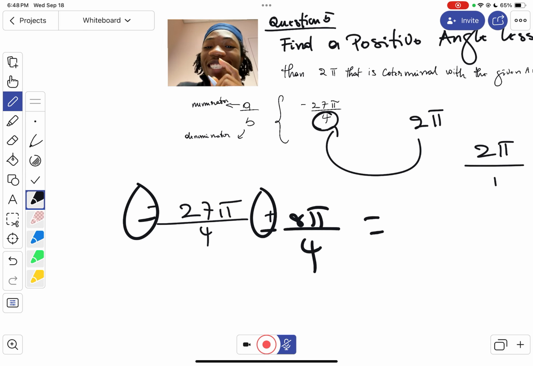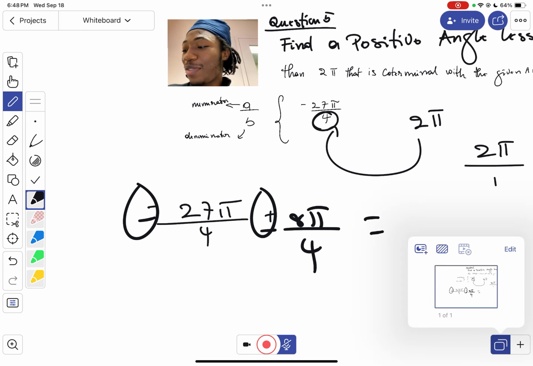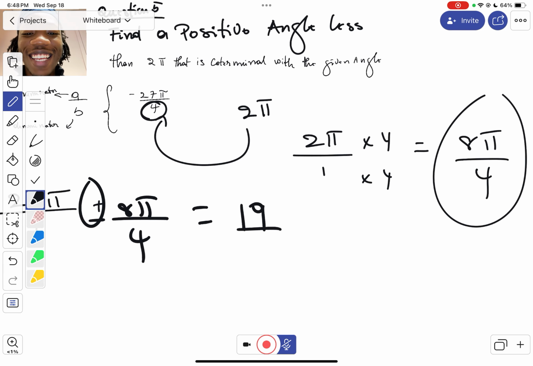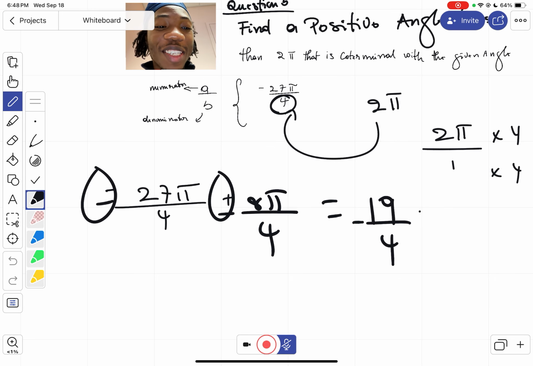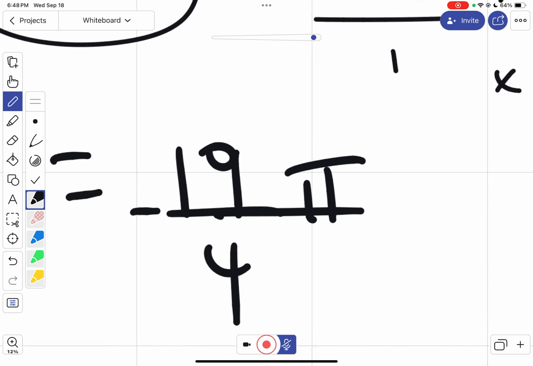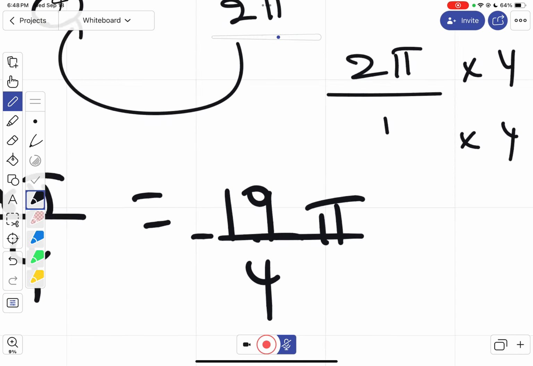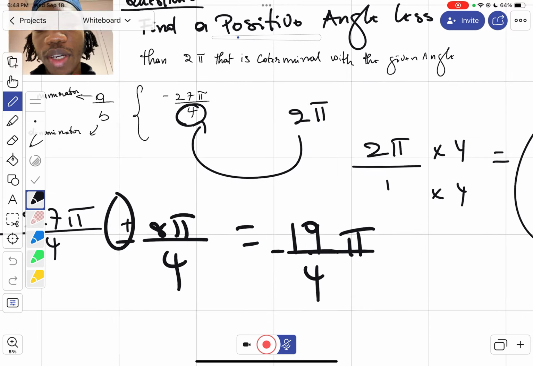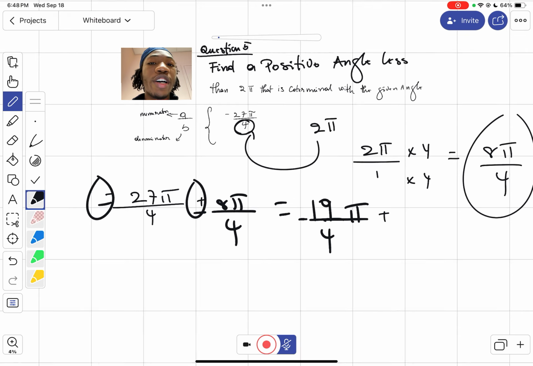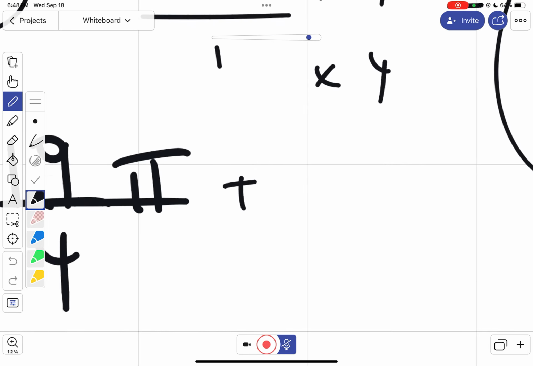27 minus 8 will give you 19, but I'm still gonna do it. Those are my trust issues coming out. It's gonna give you 19 over 4. It's still gonna be negative, and it's still gonna be 2 pi. It's not enough because negative 19 over 4 is a negative angle and we want a positive angle. So we're going to add the 8 pi over 4 we had.